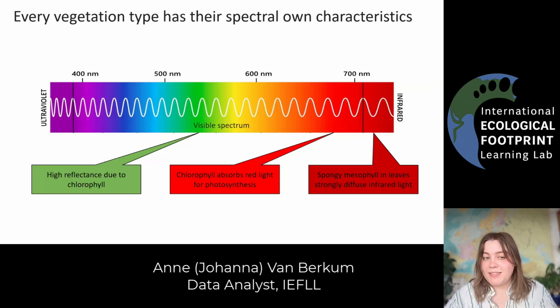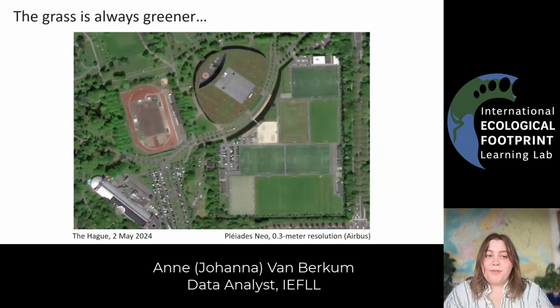So if we go to the next slide, I have an excerpt of the dataset that I'm using for the city of The Hague, where I'm also in right now. It's a sporting area in a park. You can see the running track, the football fields, trees, some streets. It looks natural to us and it looks pretty green.